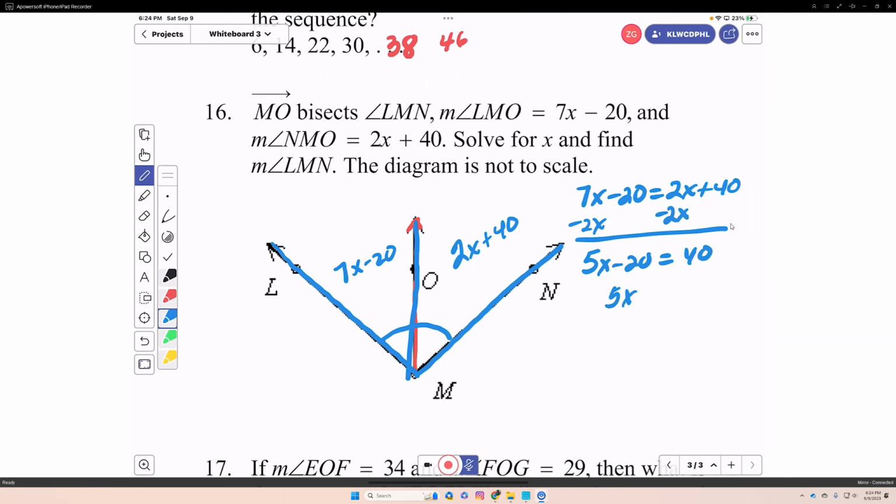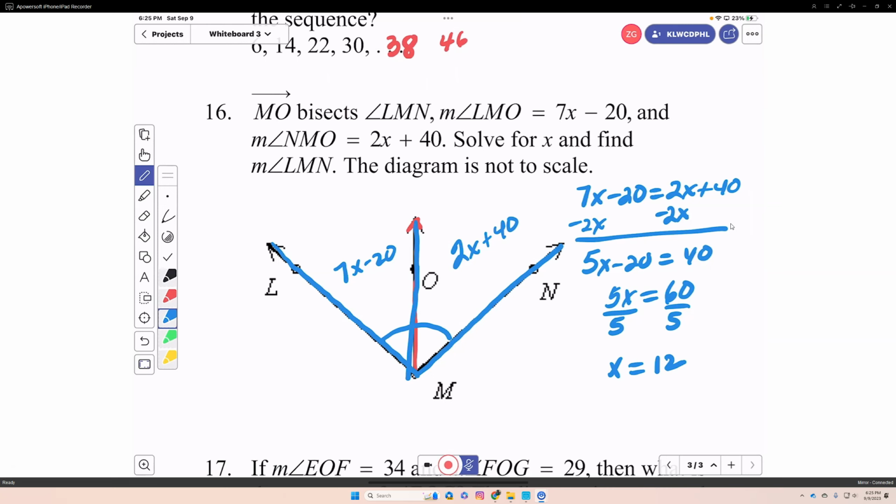Then we add 20 to both sides, so we have 5x equals 60. And then we divide by 5. So x equals 12. So we know that x equals 12.